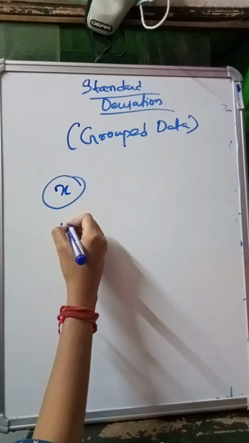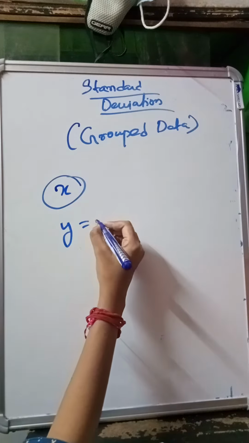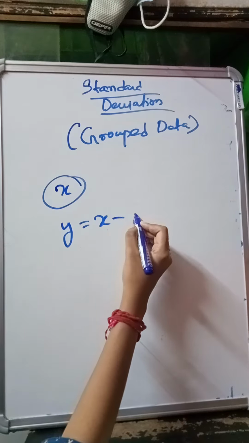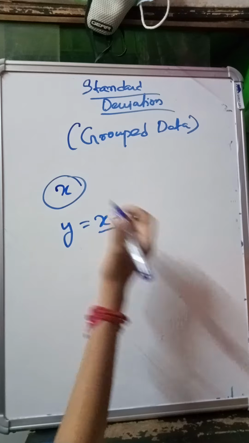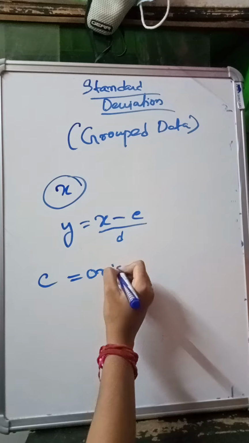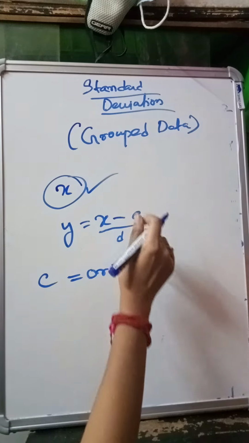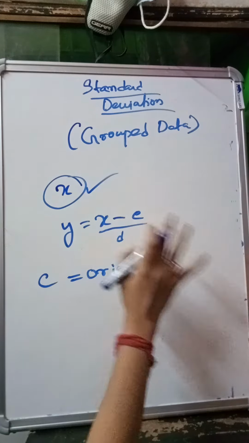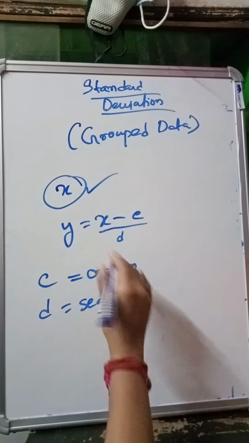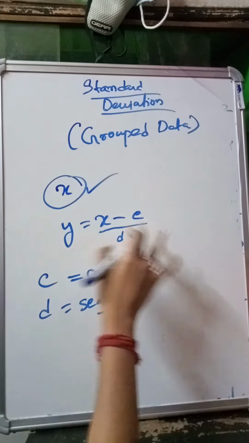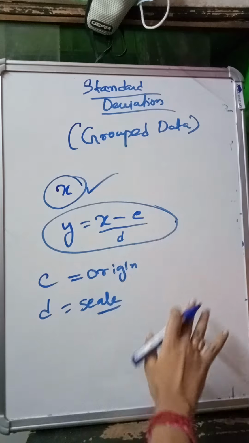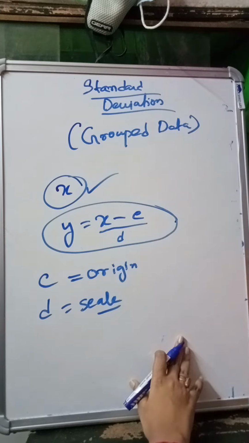So suppose we now define y as x minus c, divided by d, where c changes the origin and d changes the scale. We have changed the variable x by deducting c from it, which is the change in origin, and d is the scale, which we have applied by dividing. Understand? So this is the new variable which we have got from x by changing the origin as well as the scale, right?